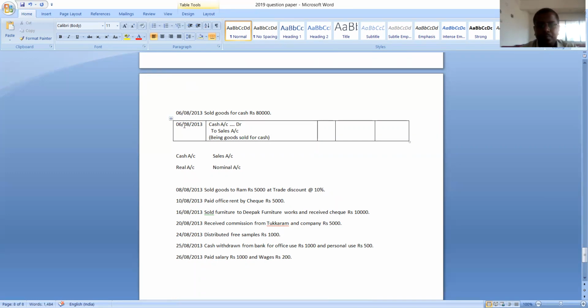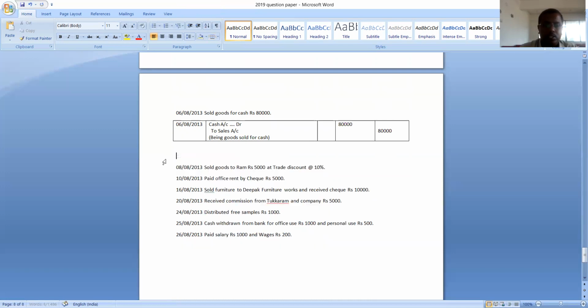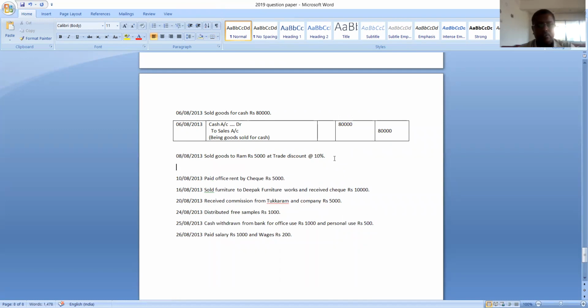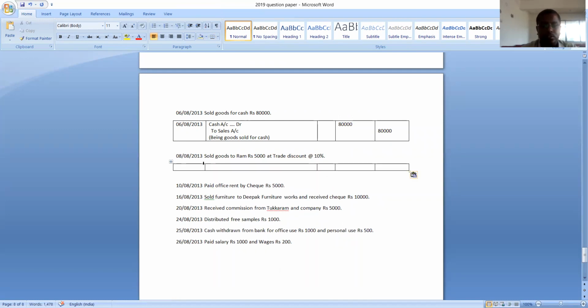Let us write the amount. Debit column rupees 80,000, credit column rupees 80,000. Let us move to the next transaction. Next transaction is dated on 8th of August 2013. Let us write the date first.